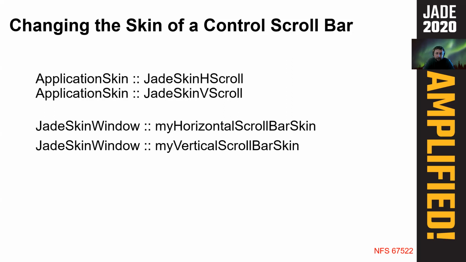And the only way to get around this was to create a new JADE application skin with the desired different scroll bars. In JADE 2020, you can now specify a different horizontal and different vertical scroll bar skin. And you can do this with the My Horizontal and My Vertical scroll bar skin properties, which are on the JADE Skin window class. The 2 properties only apply to controls that can display scroll bars, otherwise they're ignored.